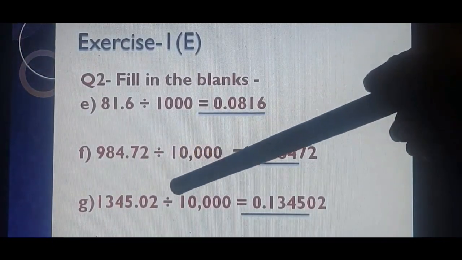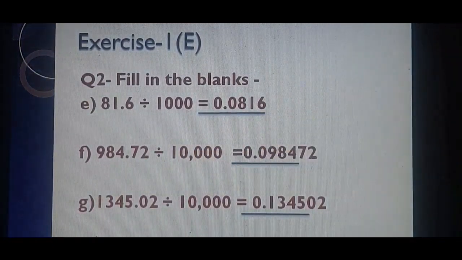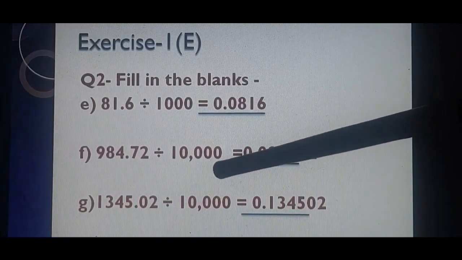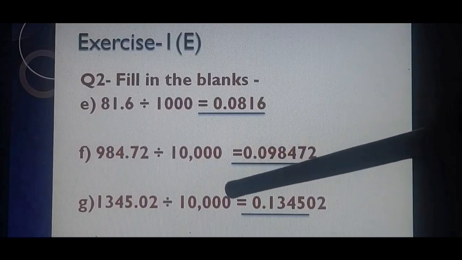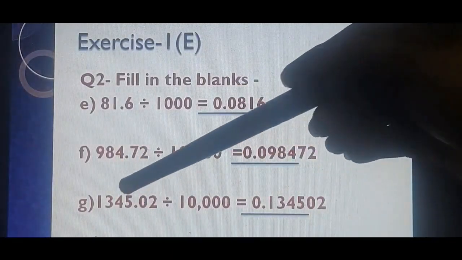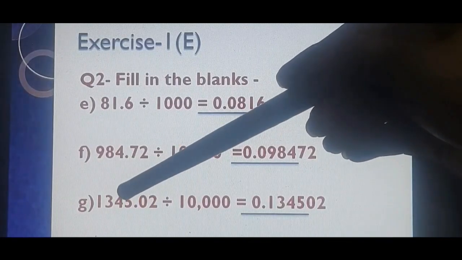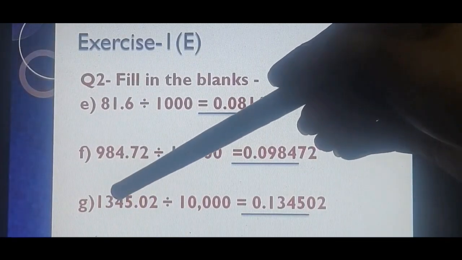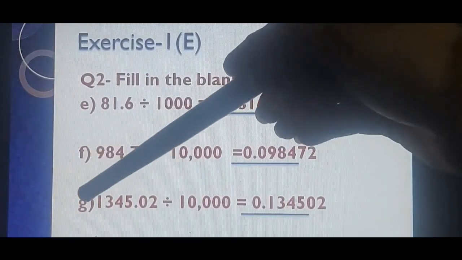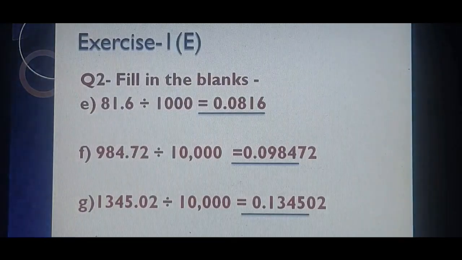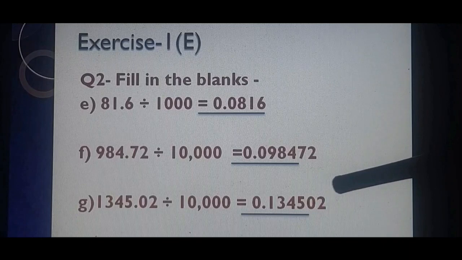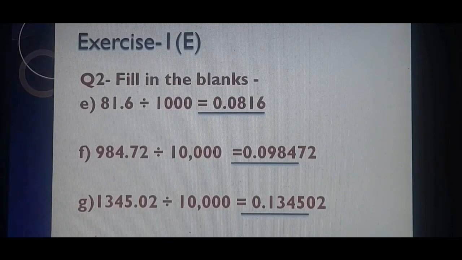Next, 1345.02 divided by 10,000. Again 4 zeros are there in 10,000. 10,000 is a divisor having 4 zeros. So decimal will shift 4 places back. So it will move 1 place, between 4 and 5. Again 1 place between 3 and 4. Again 1 place back, between 1 and 3. Again 1 place back. It will come before 1. So our answer will become 0.134502. Clear?